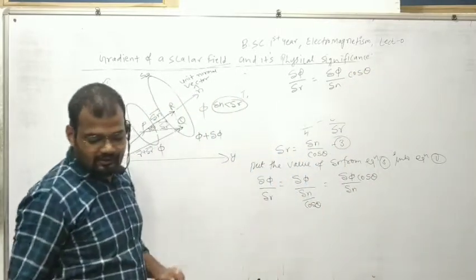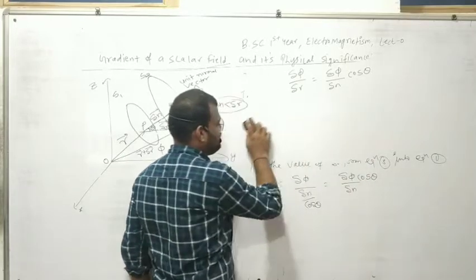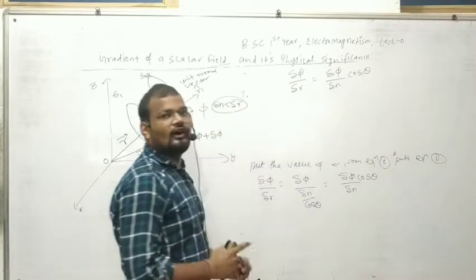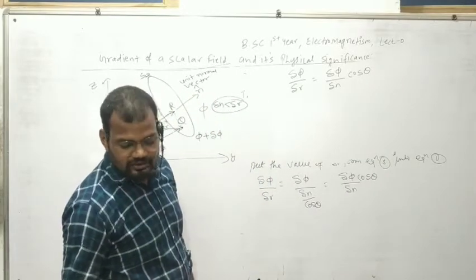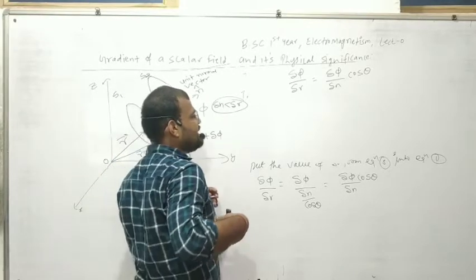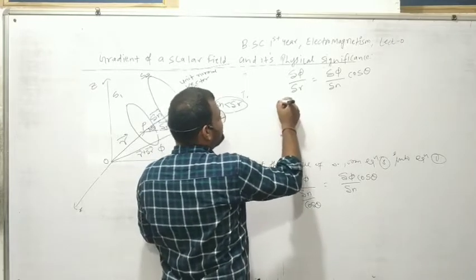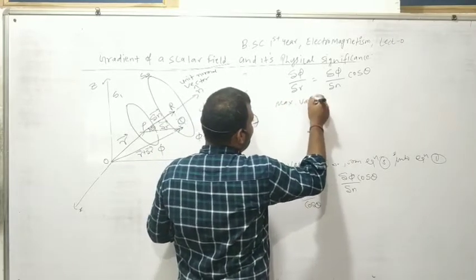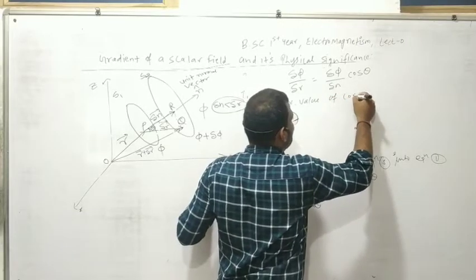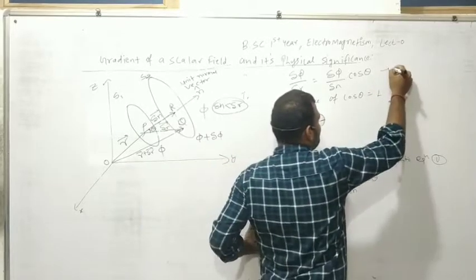And we know about the maximum value of cos theta. What is the maximum value of cos theta? The maximum value of cos theta is 1, and the minimum value is 0. Okay, or we can say minus 1. So now I am taking the maximum value of cos theta, which is 1. This is your equation number 4.